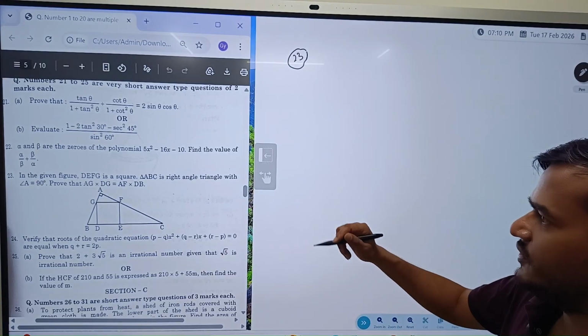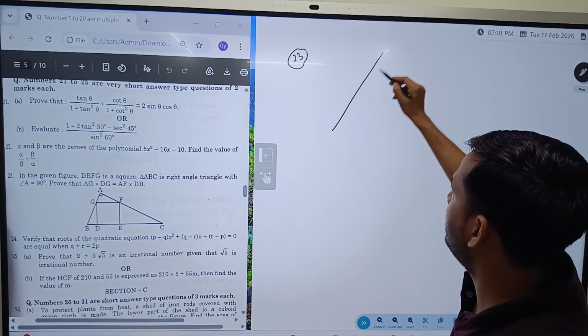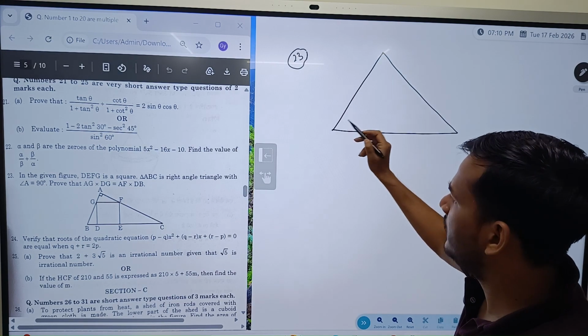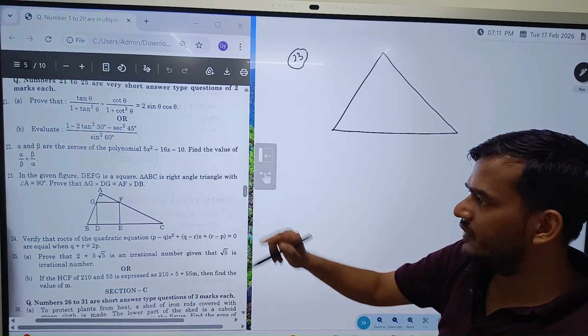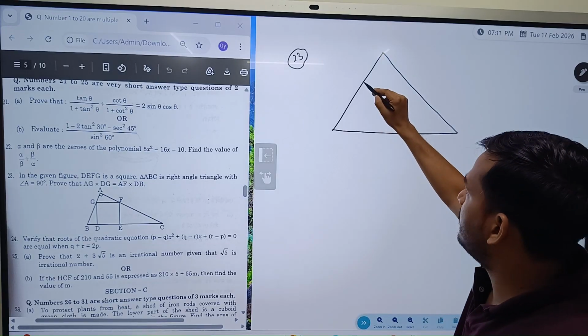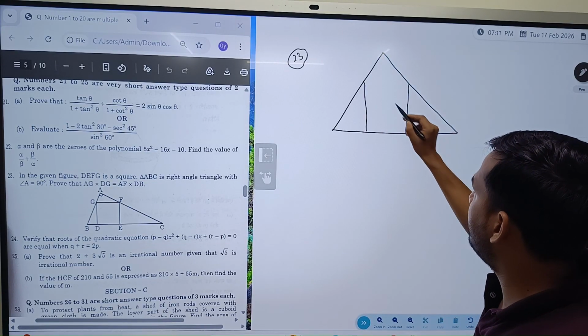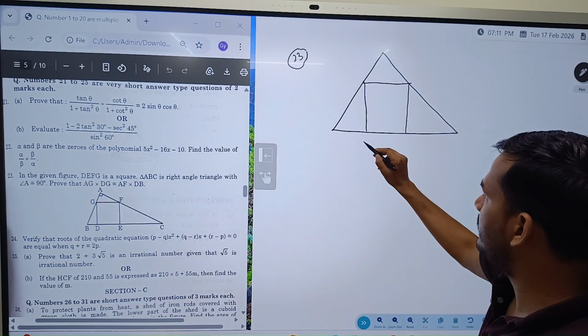Now question number 23. So we'll make the figure. In this, DEFG is given as a square. So DEFG, just make the figure.